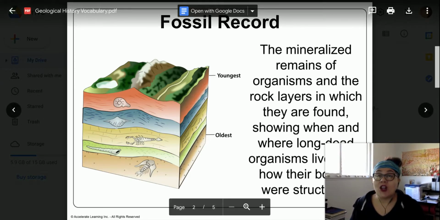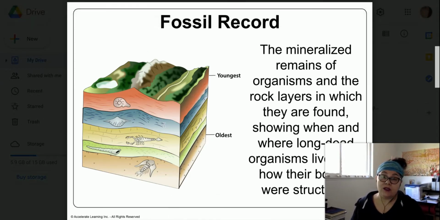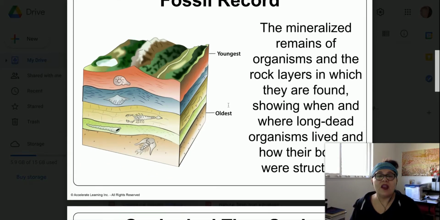This has taken hundreds of years for human beings to look at all these different layers around the world. And to this day, we're still fine-tuning it over time. Okay, next word.